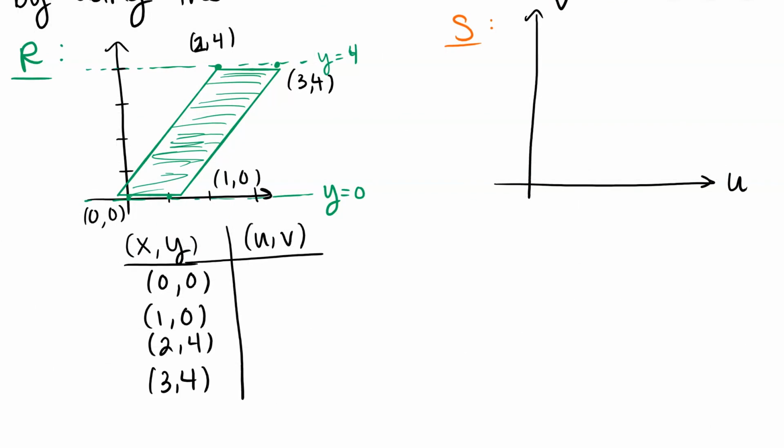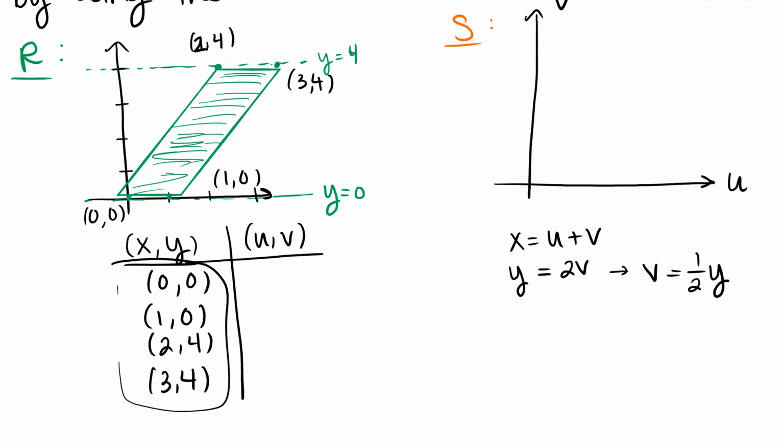Okay, so again, what is the relationship? I know that x is equal to u plus v. I know that y is equal to 2v. So what I'm going to do is solve these really quick for v and u. So v is going to be 1/2 y. The reason I'm solving is because then I can just plug these points right back in, and I don't have to solve a system of equations every time.